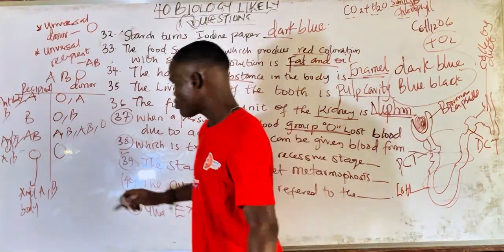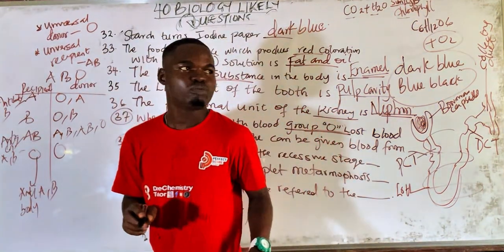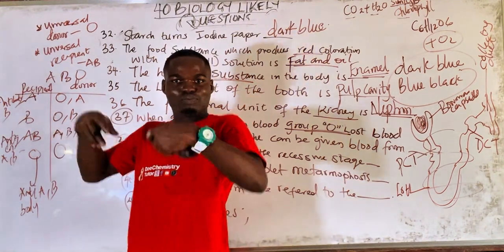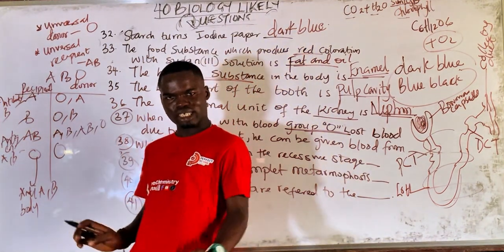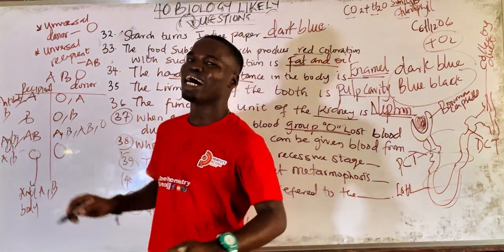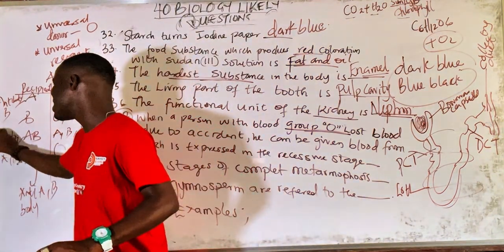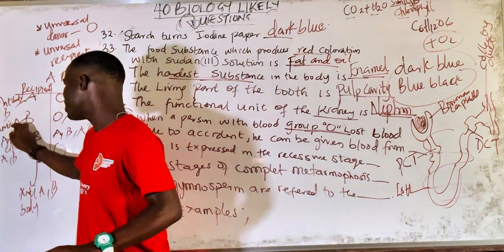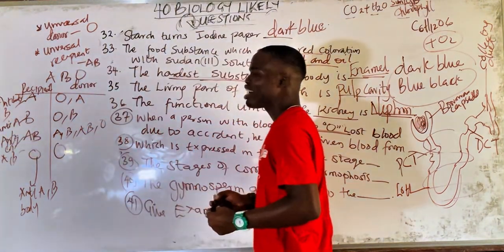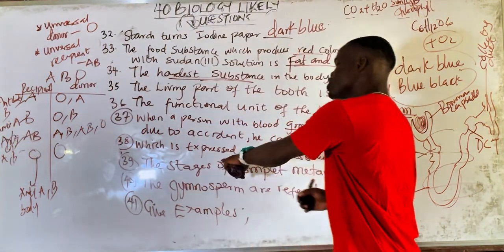Now B has antigen B. Anything that looks like B, I will accept, but anything that is not B, I will reject. So that's why it will have antibody A. These questions can come in different ways.